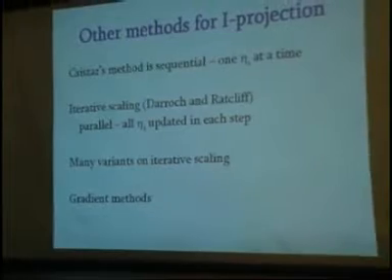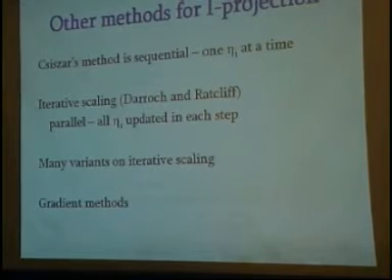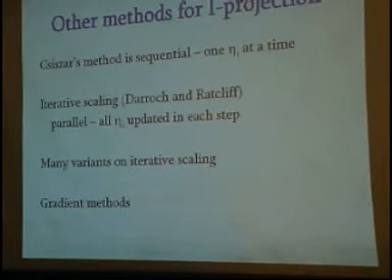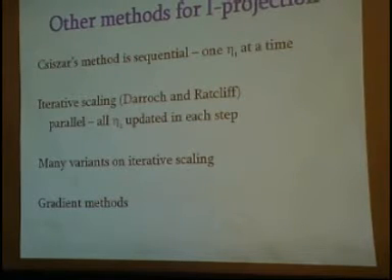Okay. So I'm almost done, let me wrap up. What are some other methods for I projection? Well, the one I told you about, although it's a very nice method, I don't think it's the one that actually gets used. This would be considered a sequential method. You're looking for an exponential family distribution with k parameters, and you're just updating one parameter at a time, projecting onto the ith constraint. There's a method called iterative scaling, which is a parallel method. It updates all the parameters at the same time.